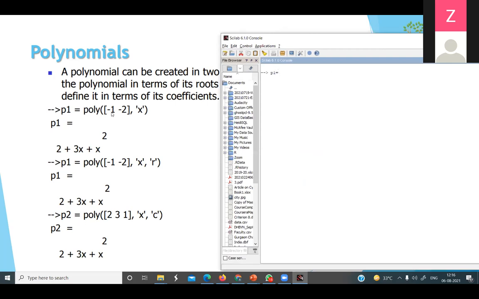Let's see, if the roots of the equation are minus 1 and minus 2, what is the polynomial? P1 equal to polynomial: create a polynomial whose roots are minus 1 and minus 2, and the equation should have x as a variable. So it has created this polynomial, P1 is equal to 2 plus 3x plus x square. So this is the equation whose roots are minus 1 and minus 2.